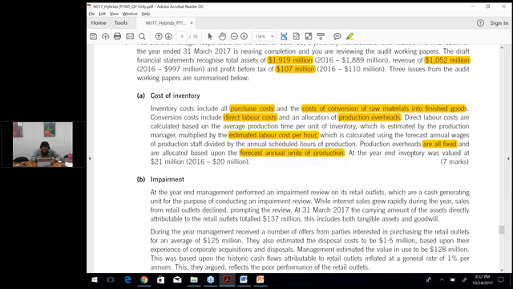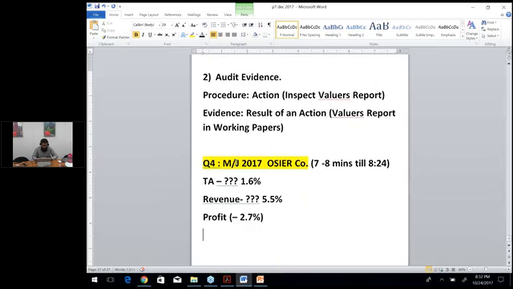At the year end, the inventory was valued at 21 million. Last year, it was valued at 20 million. Now see, inventory includes all costs, which is the purchase cost and the cost of conversion of raw materials into finished goods. So now let's just talk about this inventory.